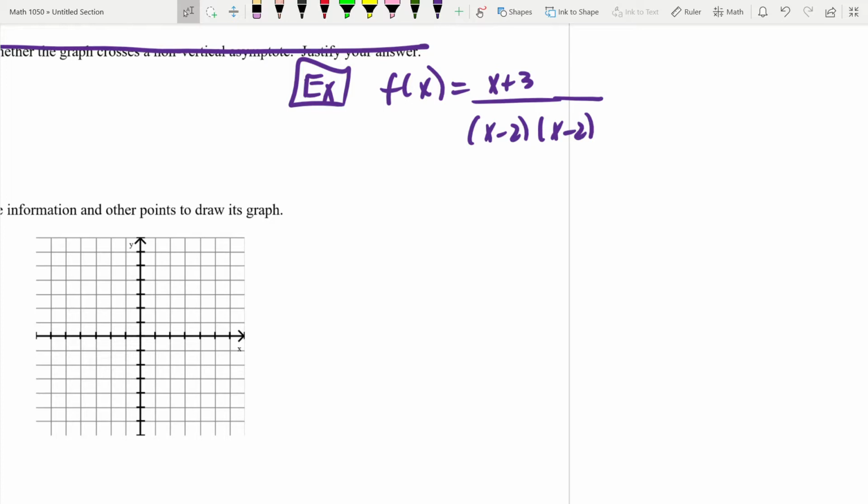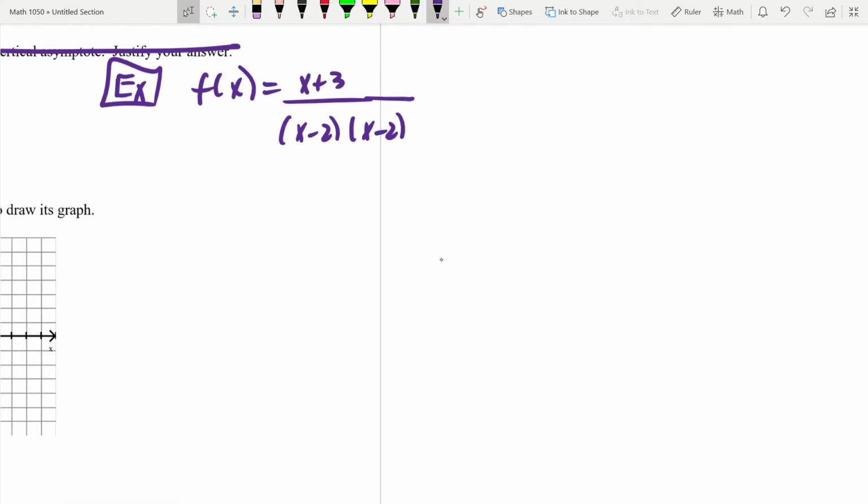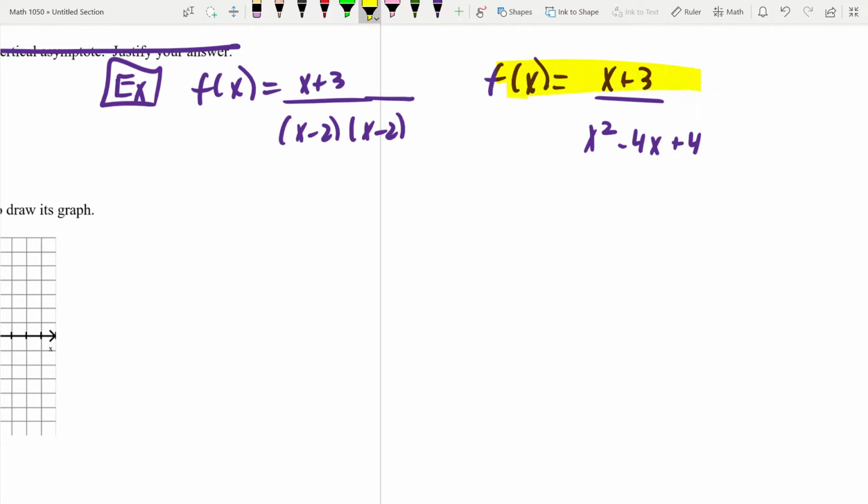Make yourself remember the steps. What's next? Reduce. Does this reduce? No. So there is no hole, there is no reduced equation, okay? I don't like the fact that I don't have a multiplied out version on the side. So I'm going to go f of x equals x plus 3 over x squared minus 4x plus 4. Okay, you don't have to highlight yours. Mine's going to be yellow and pink.